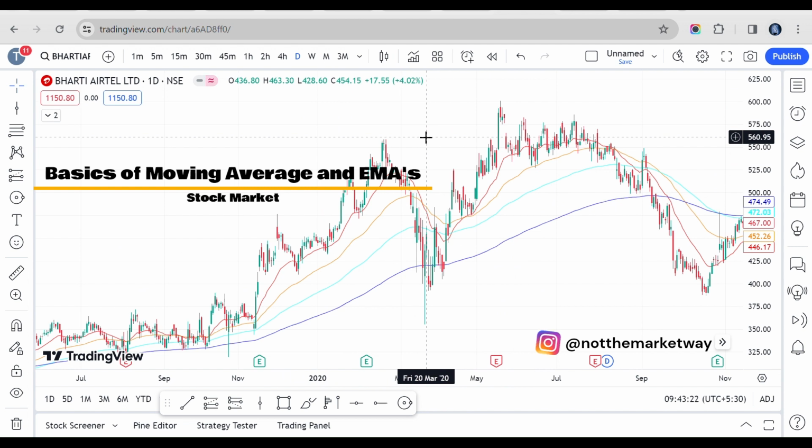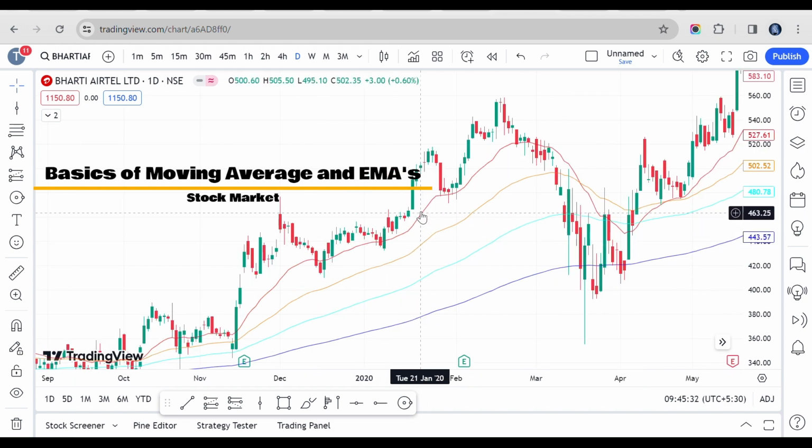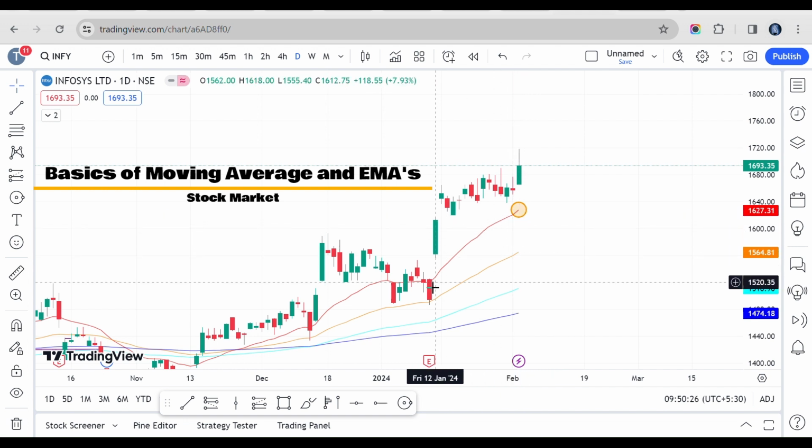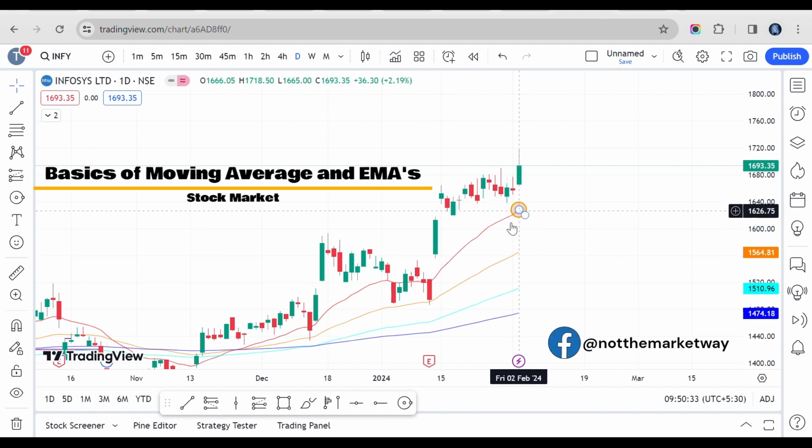In simple terms, a moving average takes the closing price of all the candles within the given range and extends its line. Suppose, for example, let's take a 20 EMA. The red line that you are seeing is a 20 EMA. To calculate a moving average for this point, it takes the prior 20 candlesticks' closing price and divides by 20, and that results in this moving average point.